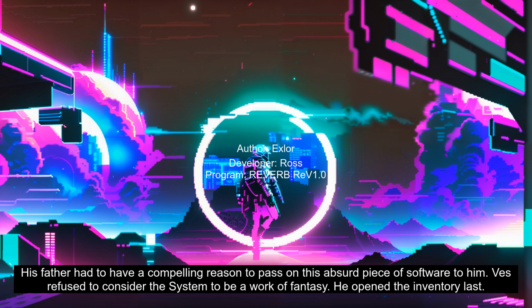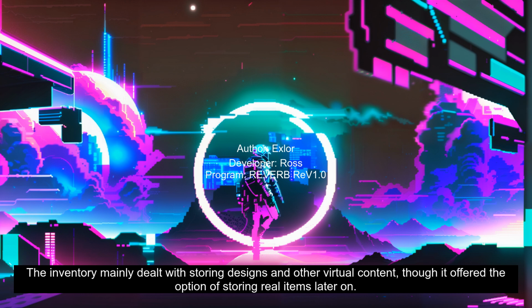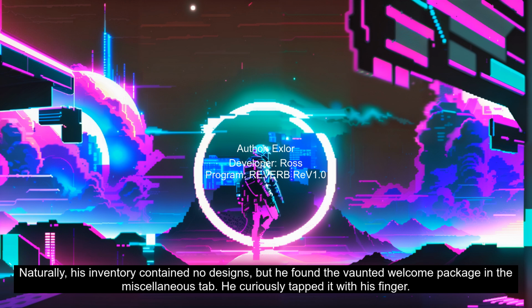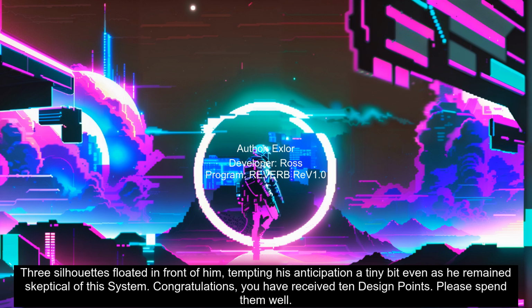He opened the inventory last. It appeared to be a typical game-like interface, except he couldn't store or take out real universe items. The inventory mainly dealt with storing designs and other virtual content, though it offered the option of storing real items later on. Naturally, his inventory contained no designs, but he found the vaunted welcome package in the miscellaneous tab. He curiously tapped it with his finger. The holographic box cheerfully opened up, accompanied by the faux celebratory fanfare prevalent in cheap online games. Three silhouettes floated in front of him, tempting his anticipation a tiny bit, even as he remained skeptical of this system.